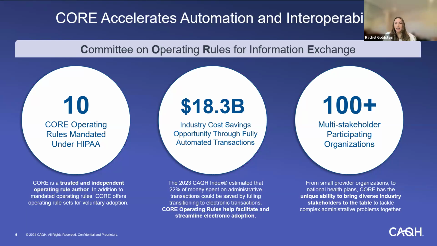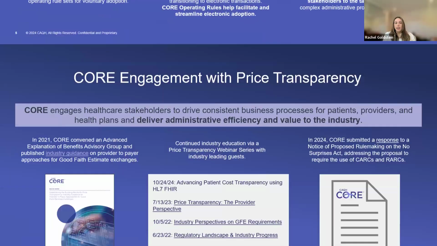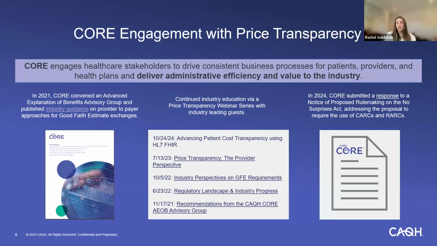We could move to the next slide. I'll just share very quickly how we've been engaged in the price transparency space to date, just in case any of these resources are helpful for you. And I know Vanessa and Alice will be talking about some resources that are also available with the organizations that they work with. So in 2021, we convened an advisory group focused on advanced explanation of benefits, and we published some industry guidance in that space. There's a link to the paper here.